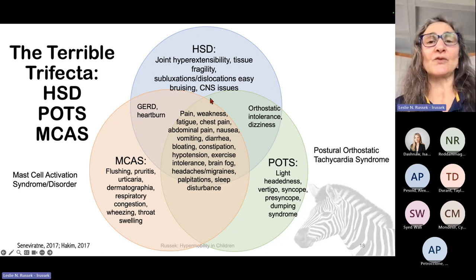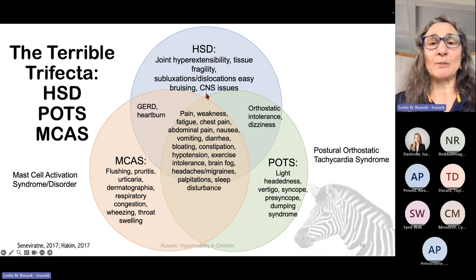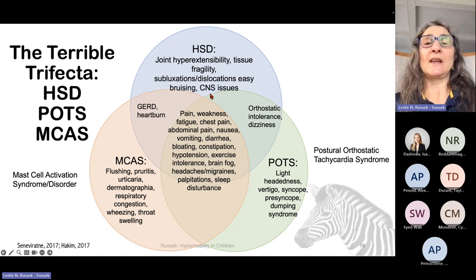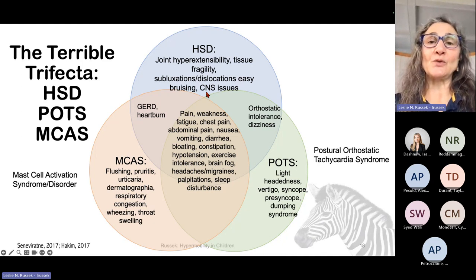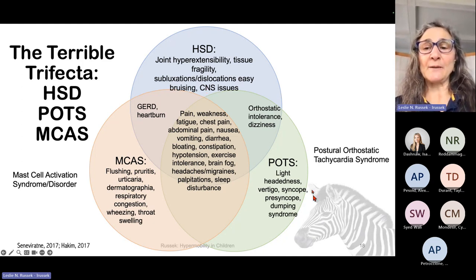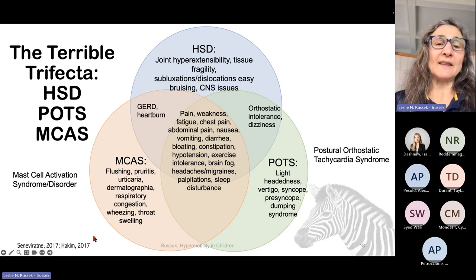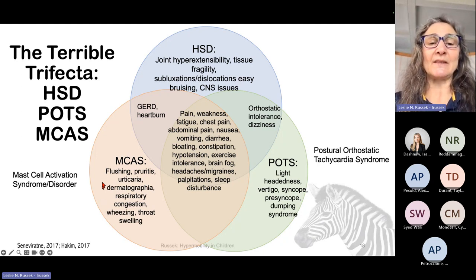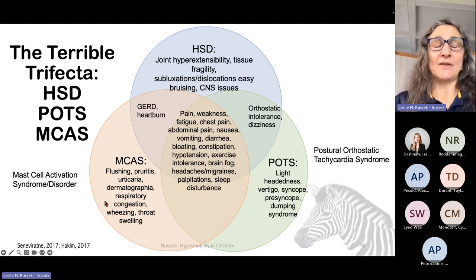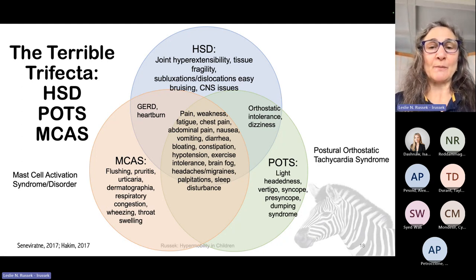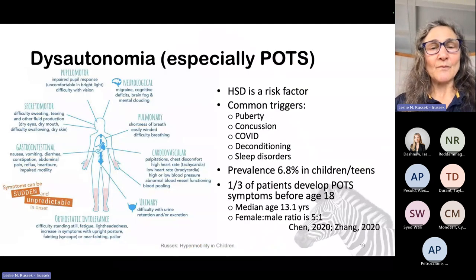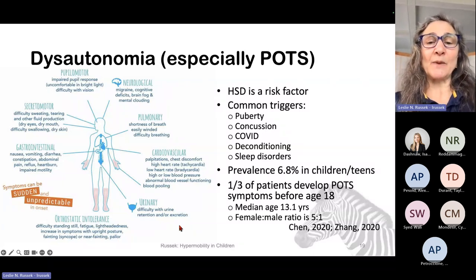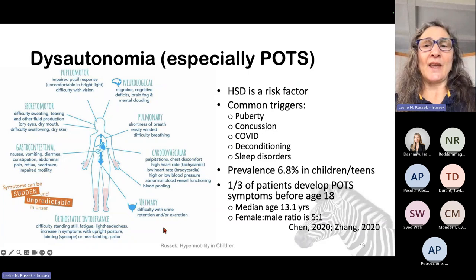So mechanical issues like the tissue fragility, subluxations, easy bruising, central nervous system issues may be due to the mechanical aspect of hypermobility. Syncope, presyncope, dumping syndrome may be due to the autonomic aspect of POTS. And then things like flushing, pruritus, urticaria, congestion, wheezing, inflammatory and allergic findings that may be due to the immune system in MCAS. So a little bit more about POTS and MCAS, because you will see a lot of these.